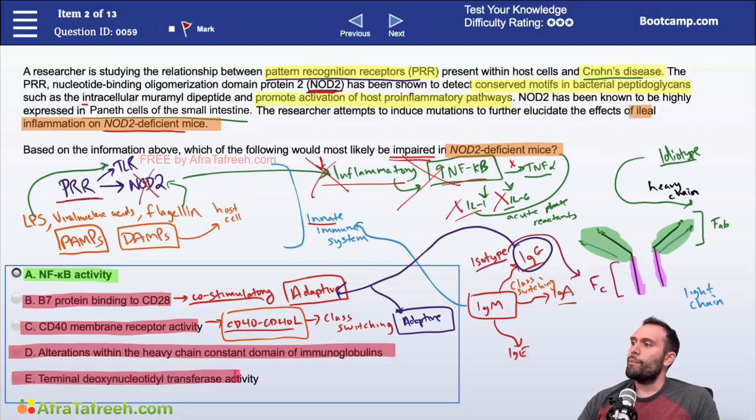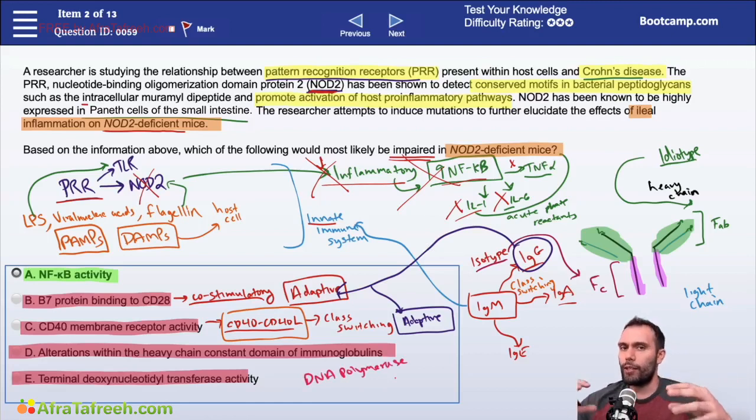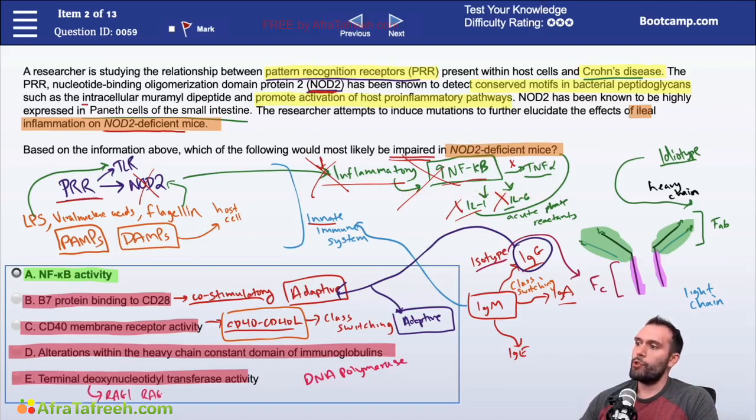Now the last option, terminal deoxynucleotidyl transferase activity. You do have to know a little bit about this, but not a ton of details. It's a DNA polymerase that randomly adds nucleotides to immature T and B cells. You sometimes think about this when you're thinking about RAG1 and RAG2 genes, which are recombinase genes that allow for VDJ recombination to create this hypervariable region to make all different forms of idiotypes. Now, this process is not directly related in any way to what we're talking about with the pattern recognition receptor, so it's clearly not the best answer.